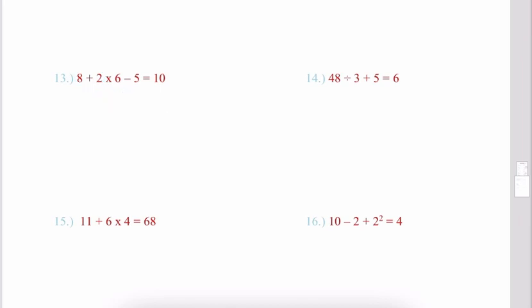Now, let's try to add the brackets here. Now we have to perform the subtraction first. 6 minus 5 is 1. Now we have 8 plus 2 times 1. Multiplication needs to be calculated first, so 2 times 1, this is 2. And now we have 8 plus 2. Yes, it is 10. Now my answer matched the answer given in the question.